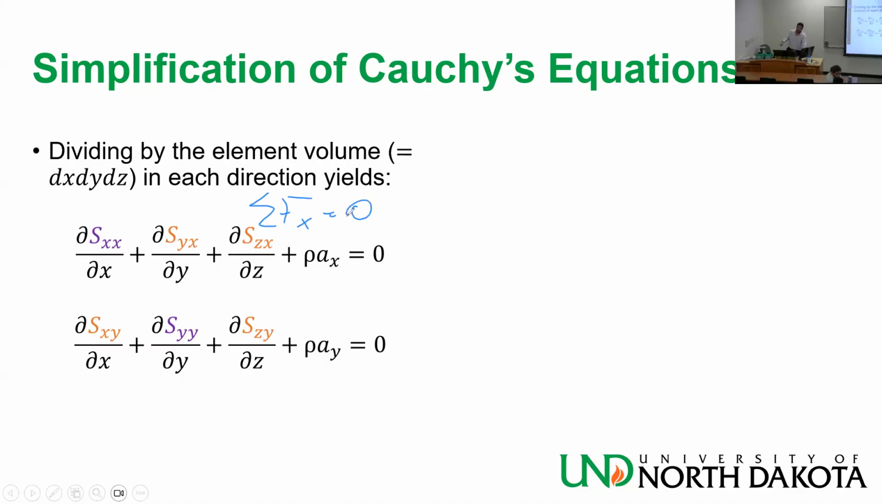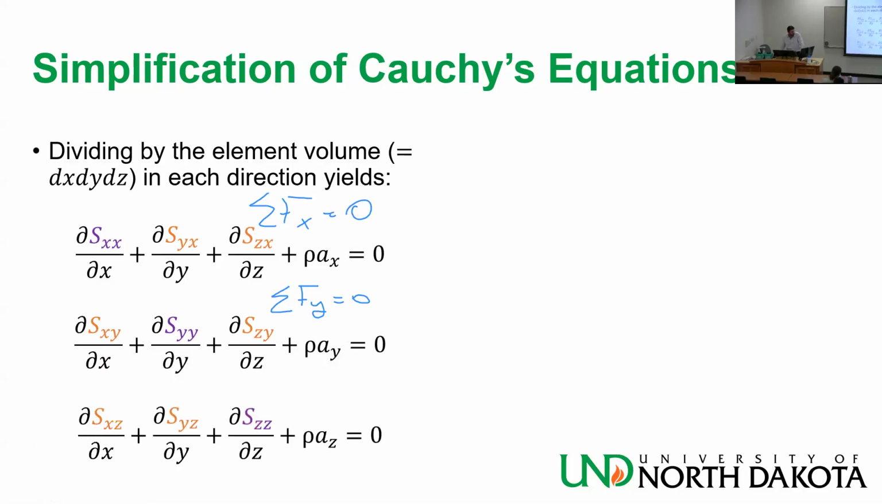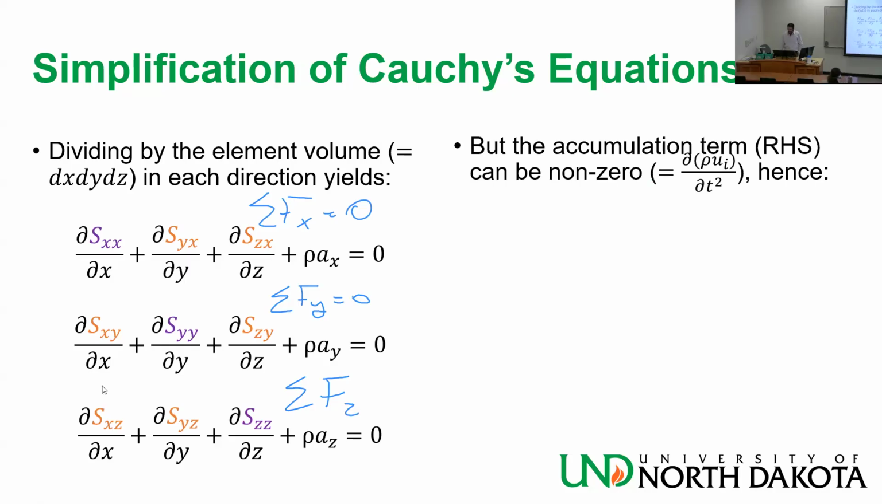Okay. This is sigma summation of forces in the x direction equal to 0. Summation of forces in the y direction equal to 0. And summation of forces in the z direction equal to 0. And then everything can be basically the accumulation term; they cannot be combined together in a matrix form, we're gonna see later. The accumulation term can be non-zero.